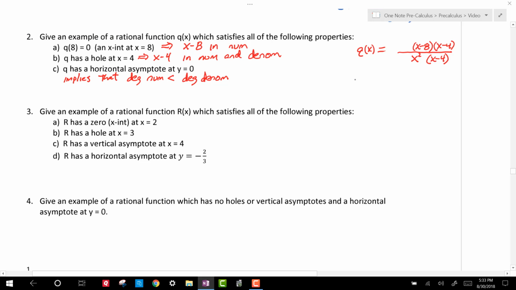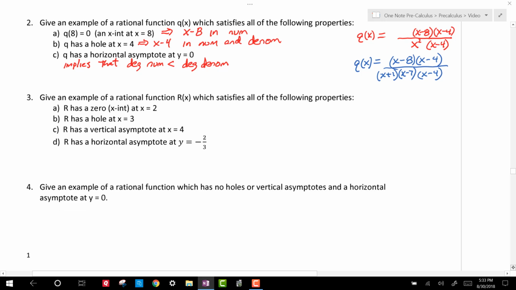I could also do something completely different. I could do q of x equals, so I had an x minus 8 up here, and an x minus 4 up here, and then in the bottom I had an x minus 4. So again, all I'm trying to do is get more x's in the bottom. I could do this. Let's put an x plus 1 down in the bottom and an x minus 7 down in the bottom. I can pick any factor I want. I just need to make sure that the degree of the numerator is less than the degree of the denominator. So either one of those would work, red or blue there.